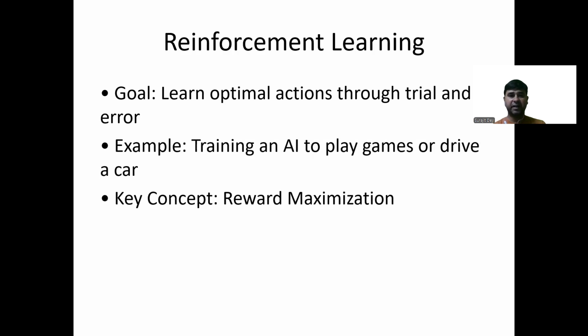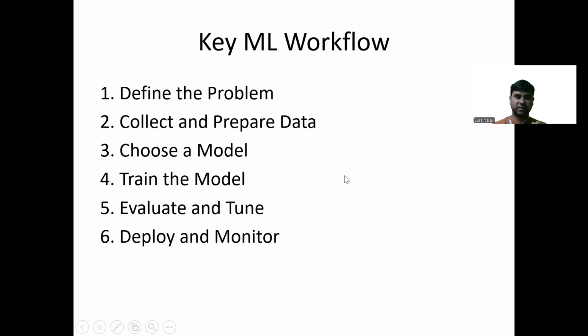Then reinforcement learning. As I said, in reinforcement learning, you have to learn the optimal actions on a trial and error basis. You do one thing, if it is okay, then proceed to the next step. If it is wrong, then correct yourself. So this is the trial and error method until you reach your optimal solution. Like training an AI to play games or drive a car. Okay? You have to redo your steps until you find the desired outcome. These are the examples.